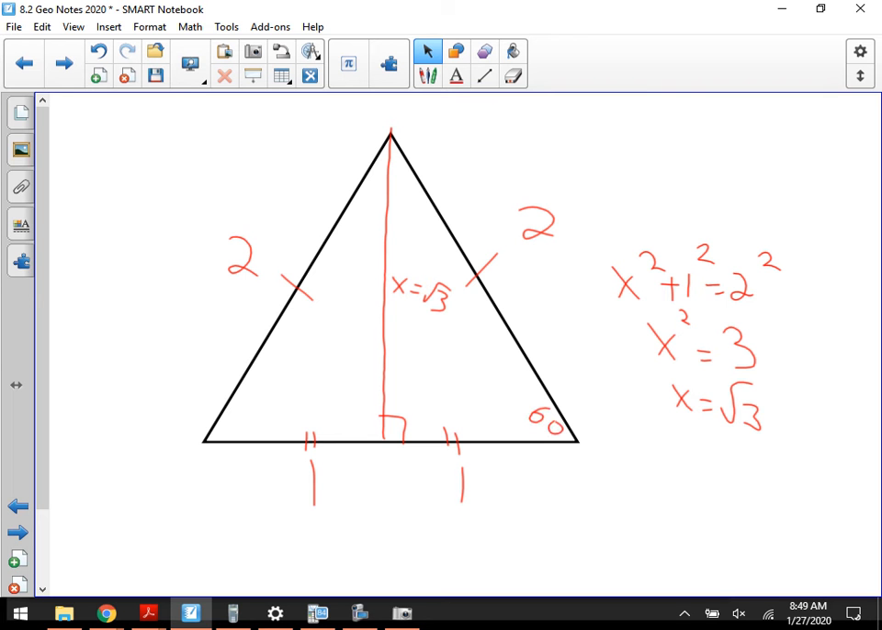This was the 60, correct? So the 60 looks at the side opposite here. This was the 30. This looks at the side opposite here. This is our 90, and it looks at the side opposite here. So, how do you get 30? What's half of 60? 30.